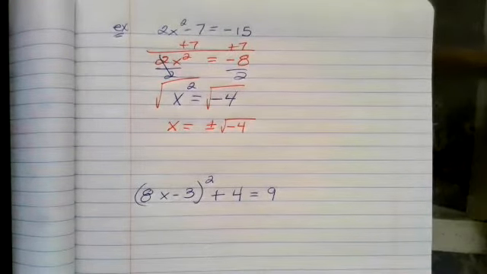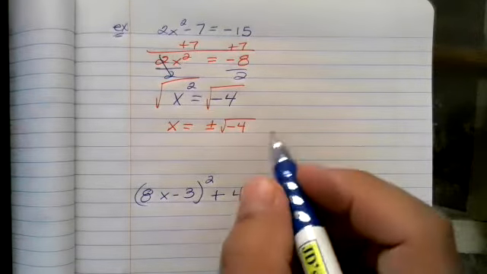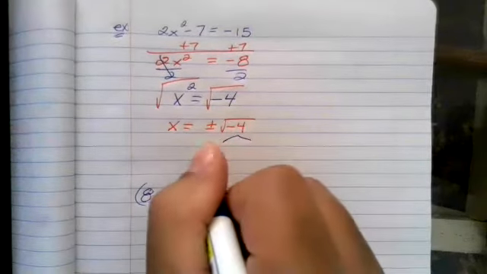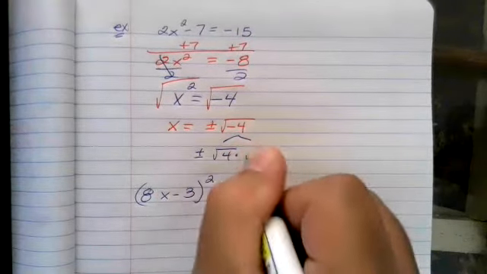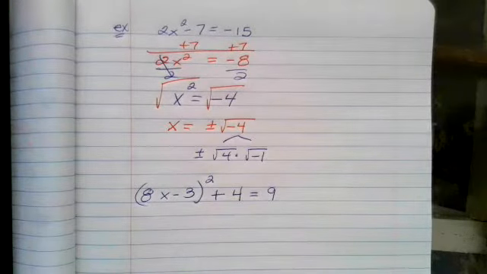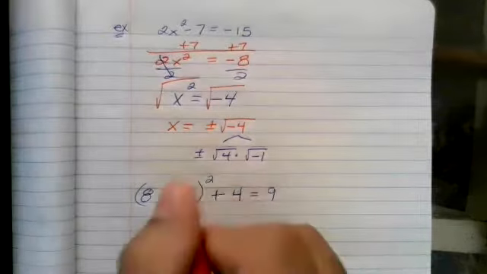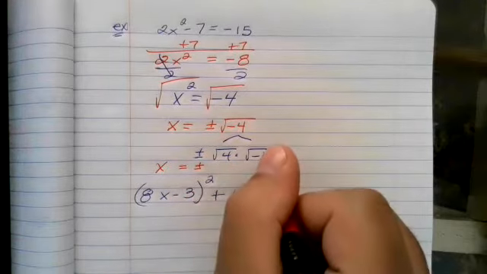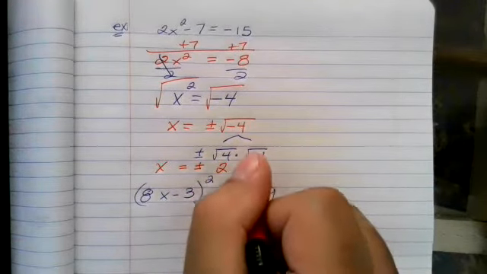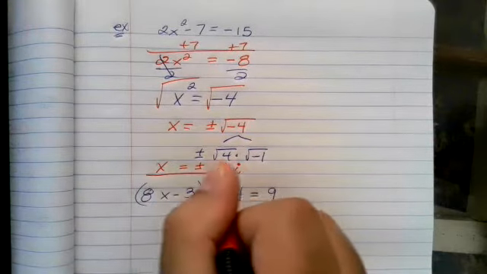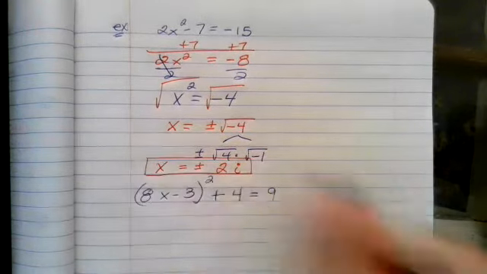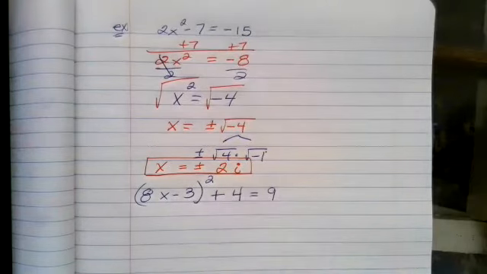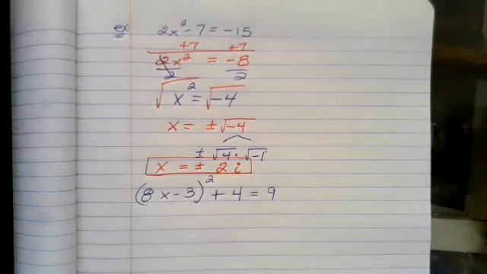Well, I know the square root of negative 4. First of all, it's a negative under a radical. This could be simplified, right? This is really 4 times negative 1. So it looks like my answer for x is going to be plus or minus 2i. Square root of 4 is 2, and the square root of negative 1 is i. My answer here is x is equal to plus or minus 2i.